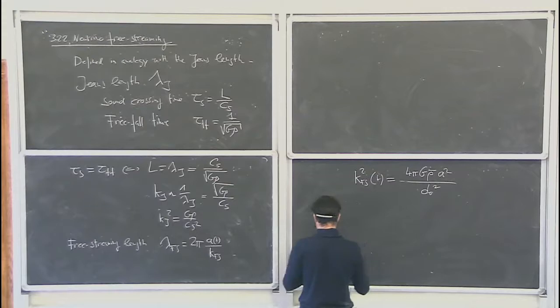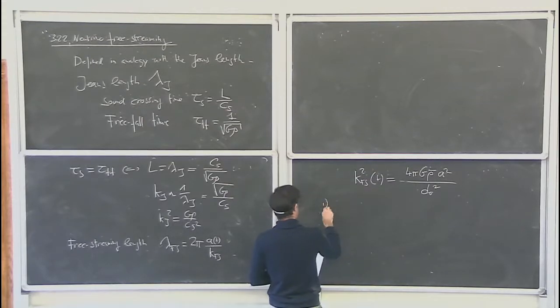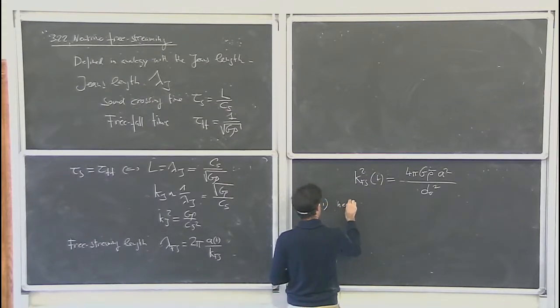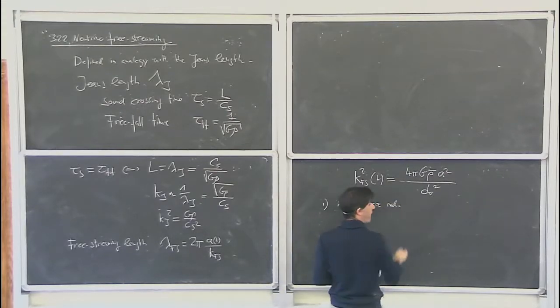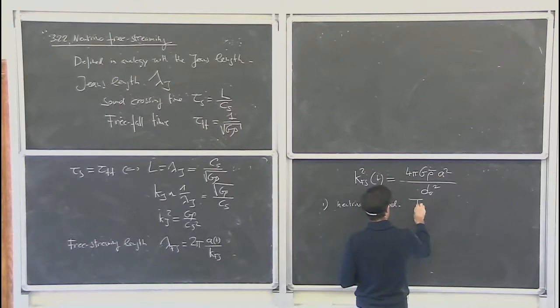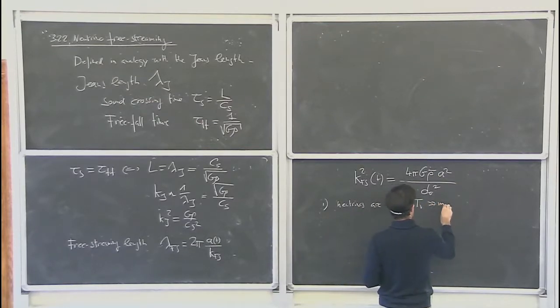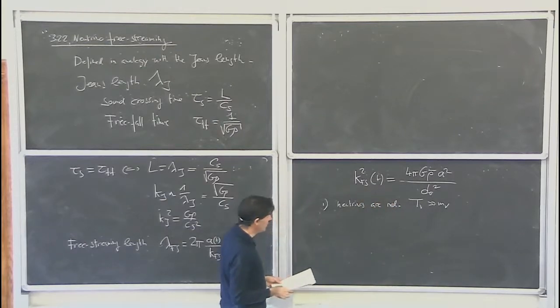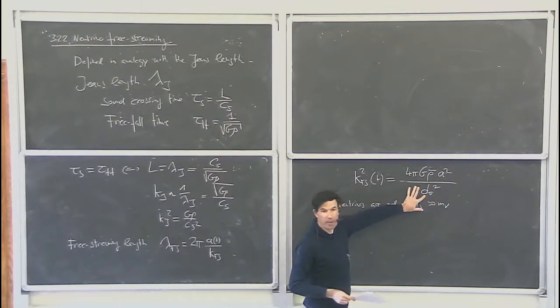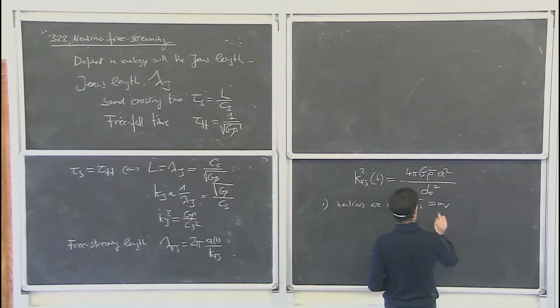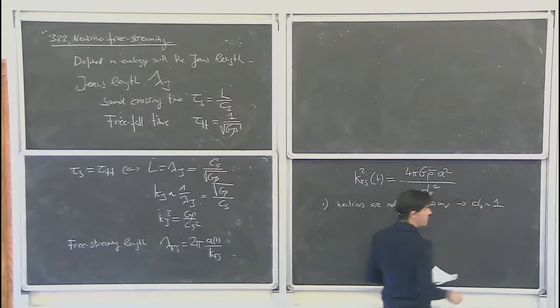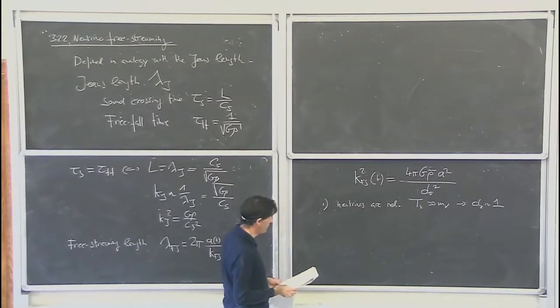So let's consider two limits. First of all, neutrinos are relativistic, so the temperature T of the neutrino is much larger than the neutrino mass. In this case, they propagate close to the speed of light. So sigma V here, you take as being approximately unity. And so then you get the following scaling.